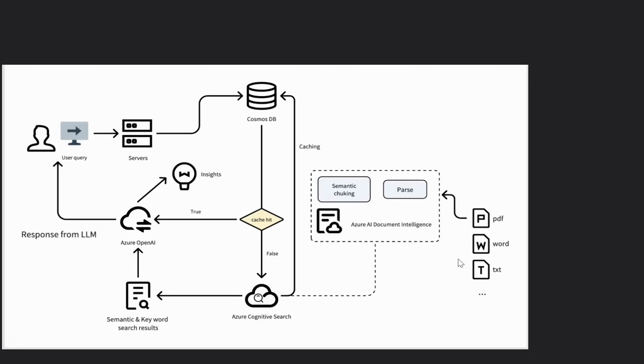Because the better chunking strategy you use, the higher recall you have when you're doing the retrieval process. And each chunk is converted into embeddings. These are semantic vectors that represent the meaning of the text, and the embeddings and the metadata are stored in Azure Cognitive Search, creating an index for future queries.